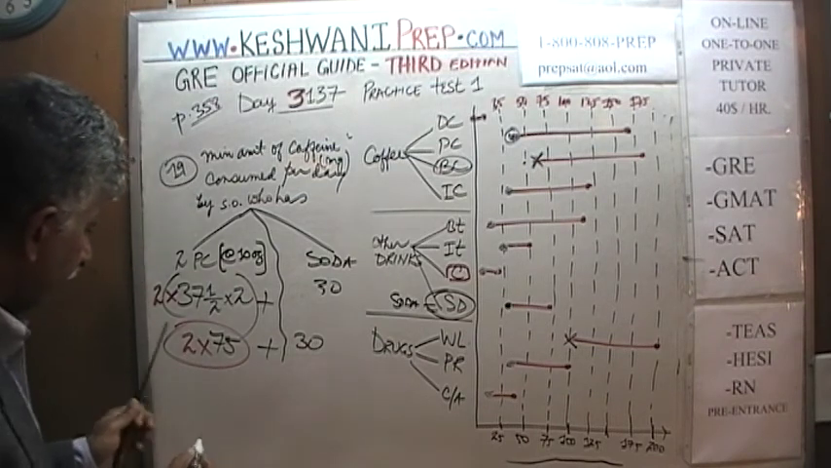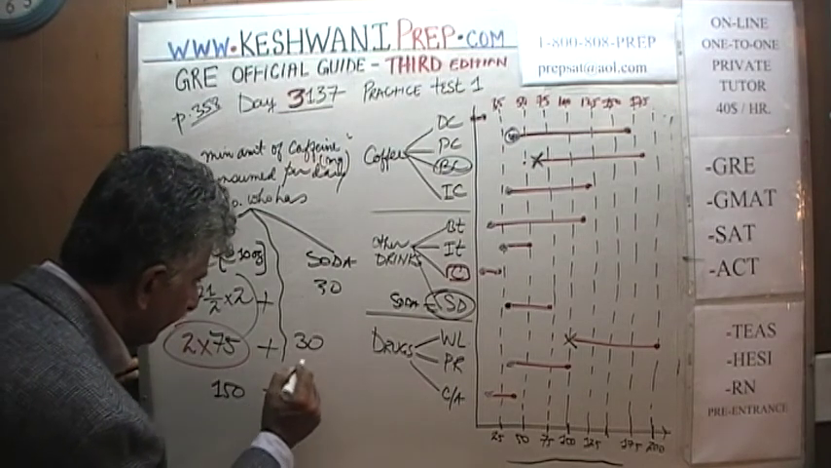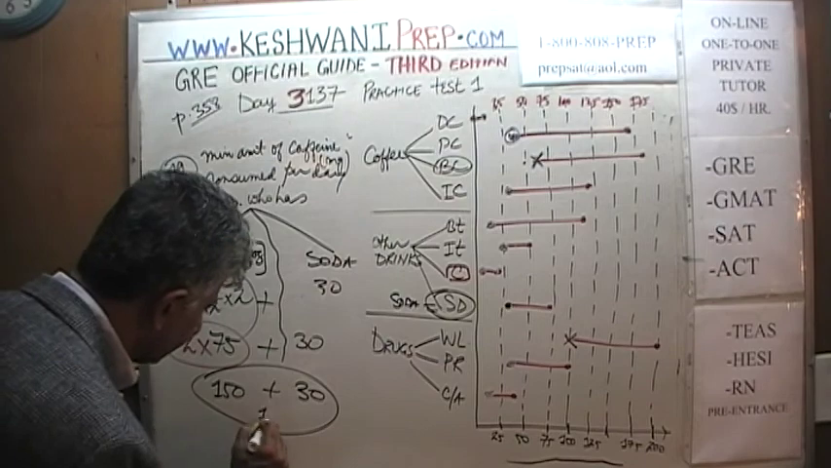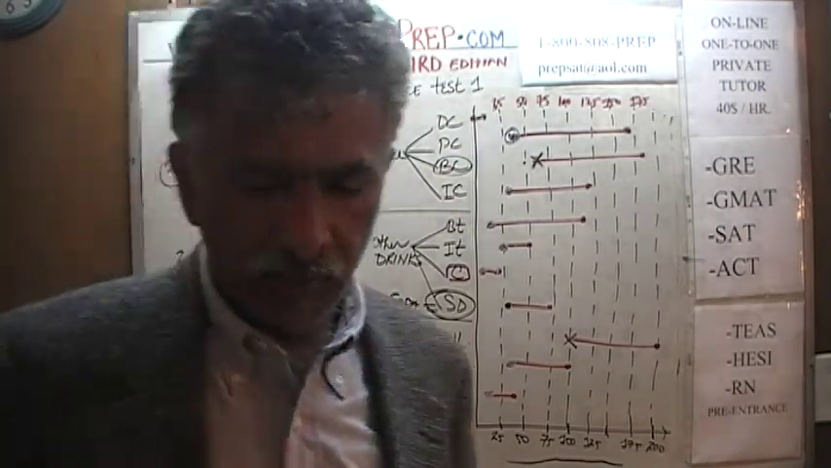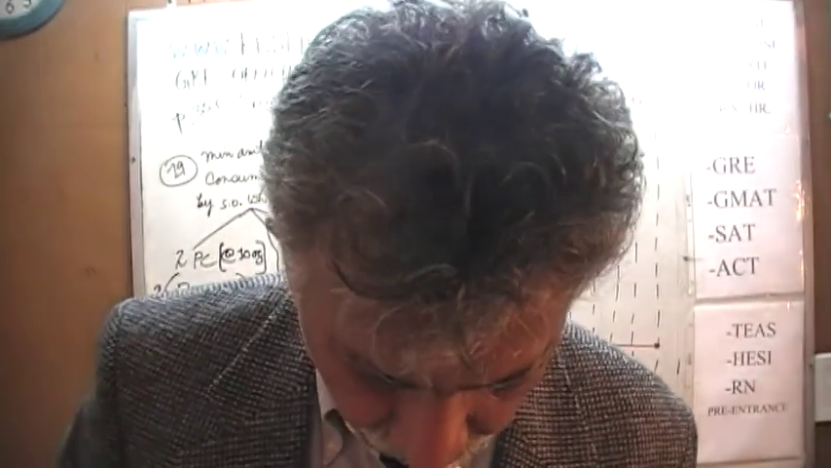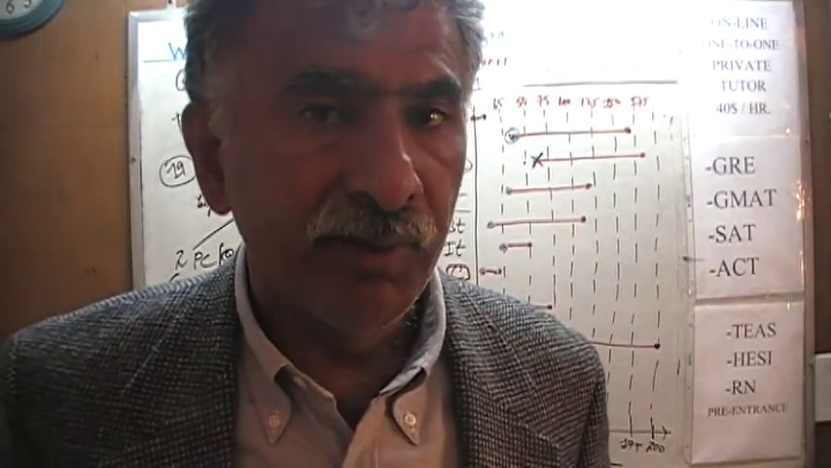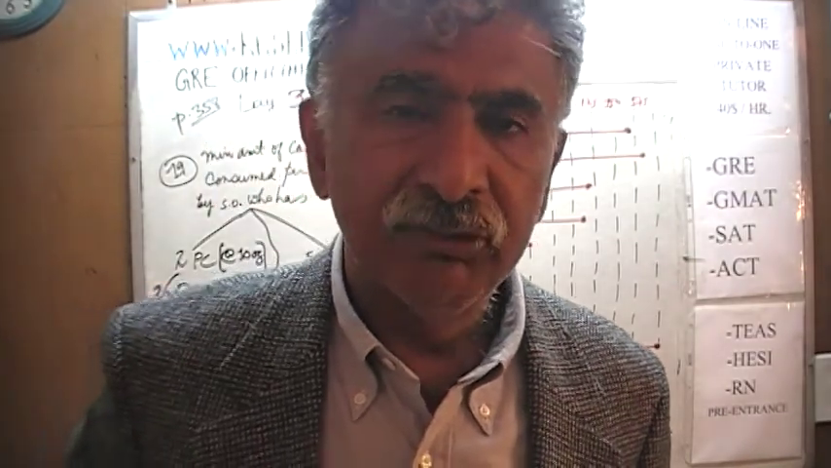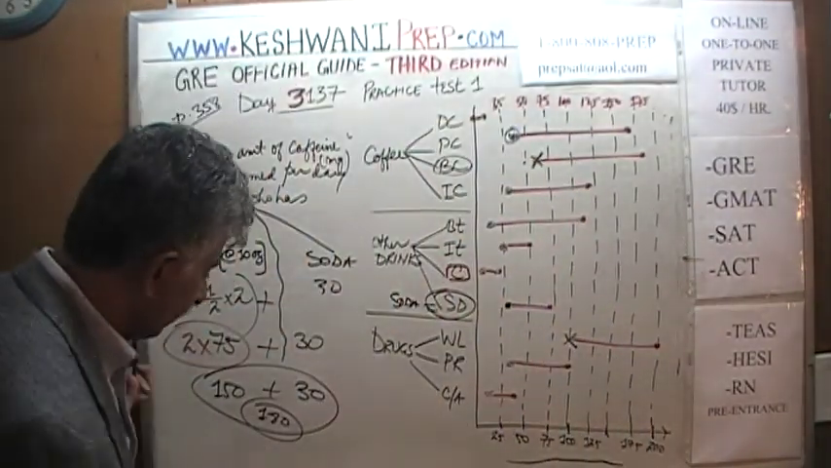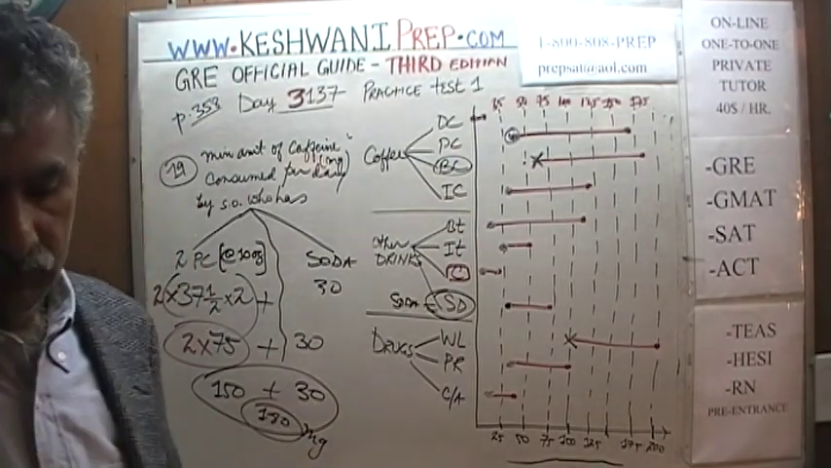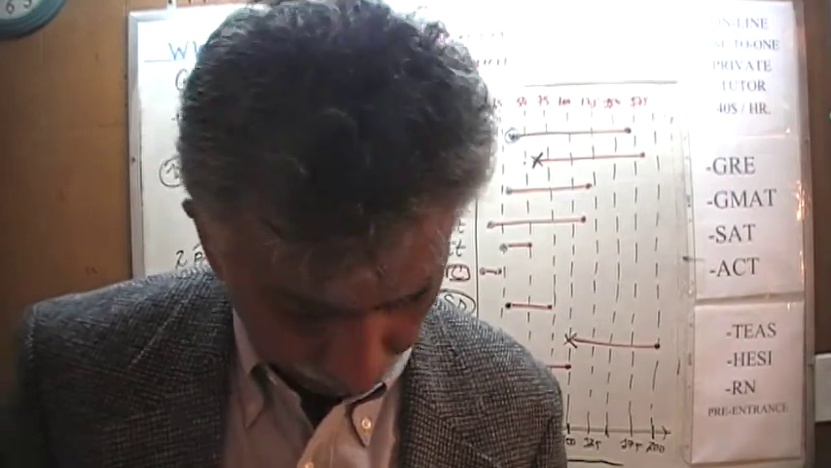And now we'll have 2 times 75, which is 150. And then 30 milligrams from the soda. If you are hell bent on having two cups of percolated coffee every day, and the cup size is 10 ounces, 2 10-ounce cups of percolated coffee, and one soft drink every day, whatever the size of the soda, it doesn't matter, because they didn't change that, then over the course of the day, every day, you will end up consuming 180 milligrams of caffeine. That's a lot of caffeine.